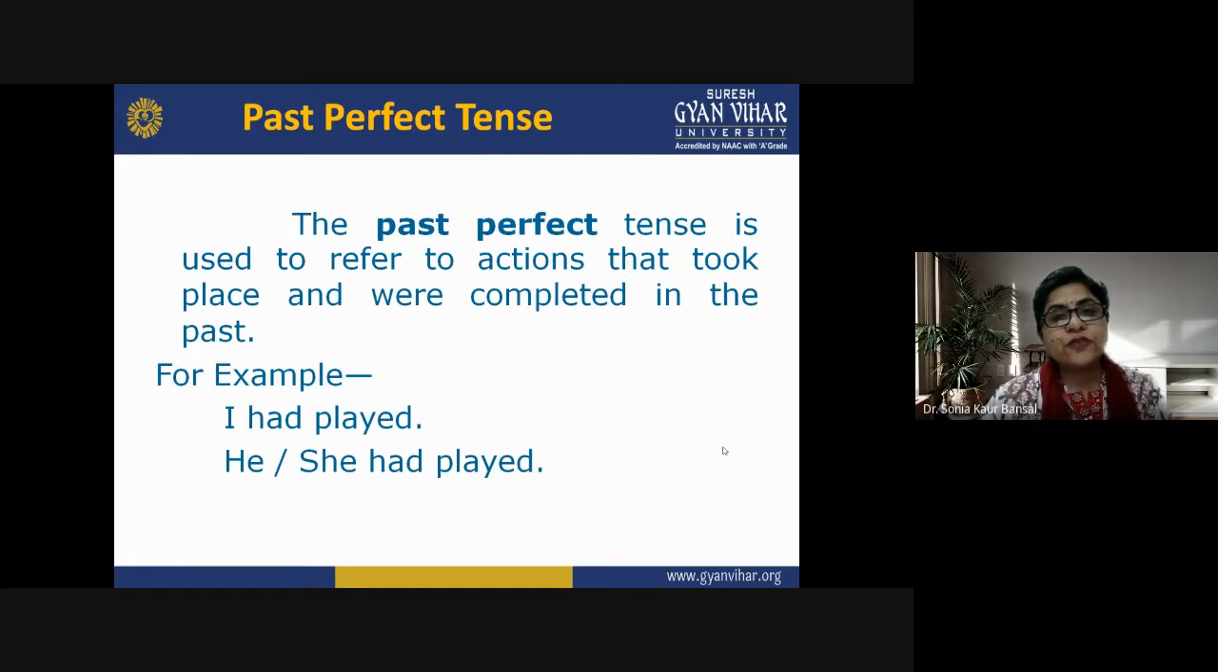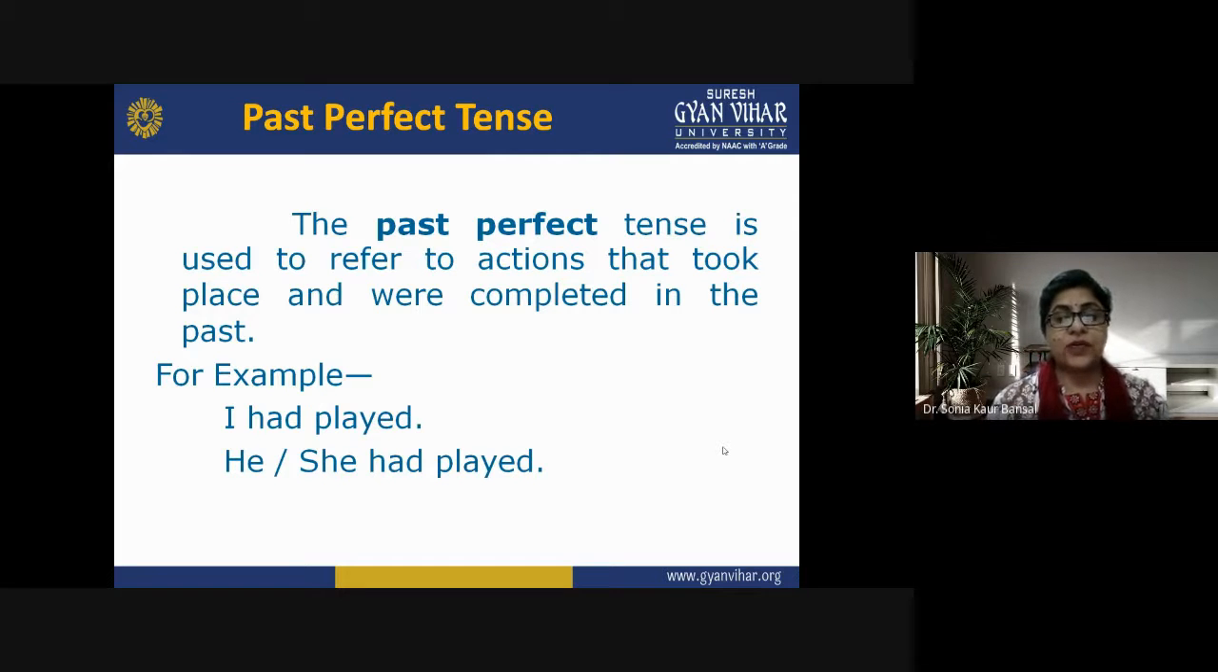Then past perfect tense. The past perfect tense is used to refer to actions that took place and were completed in the past. For example, I had played, she had played. So these are some examples of past perfect tense. So it is telling you that the action took place and was completed as well.